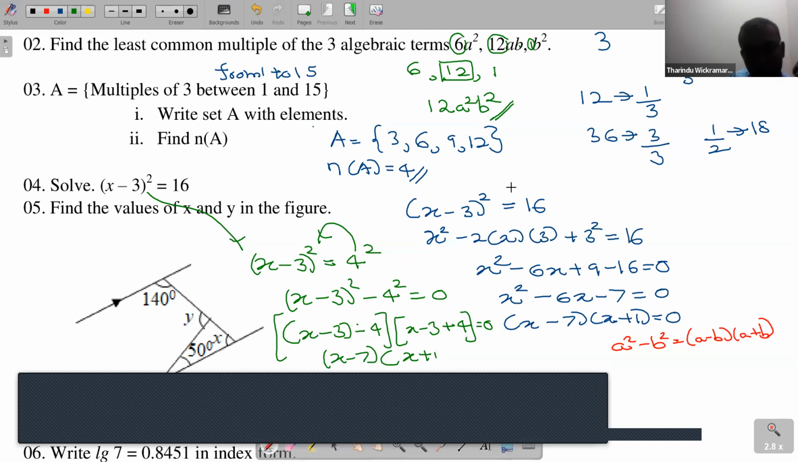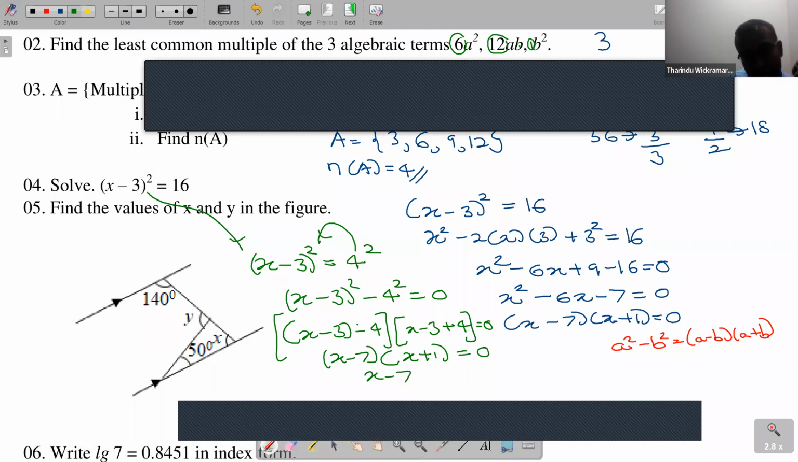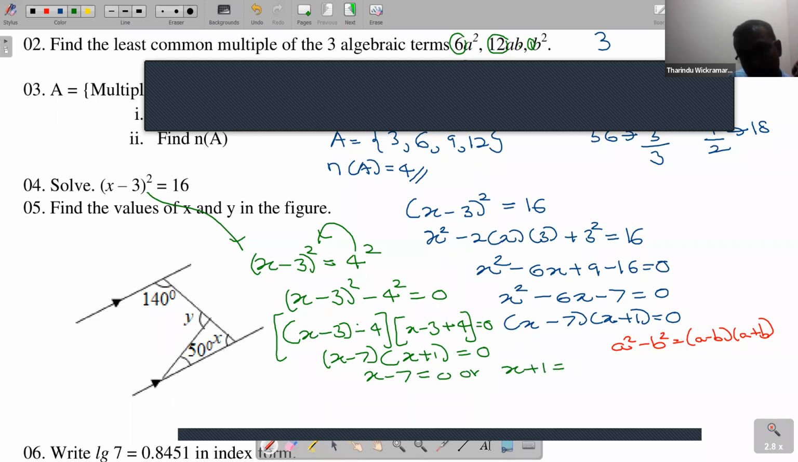Right? Then x minus 7 equals 0 or x plus 1 equals 0. Then x equals 7 or x equals minus 1. So you can use this method easily.